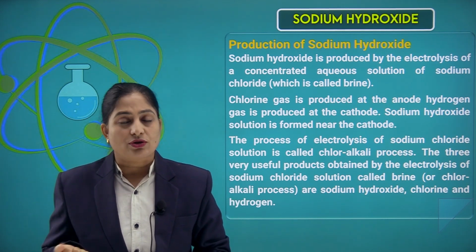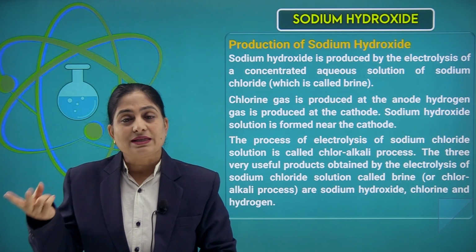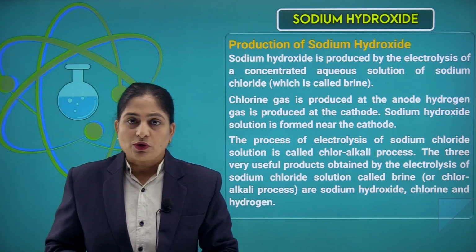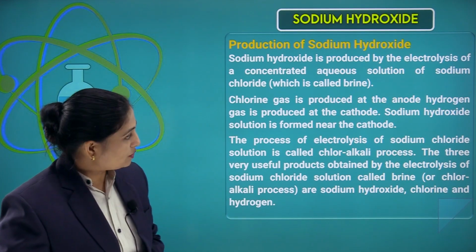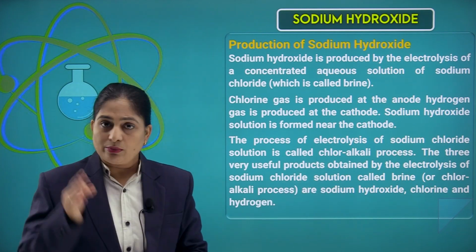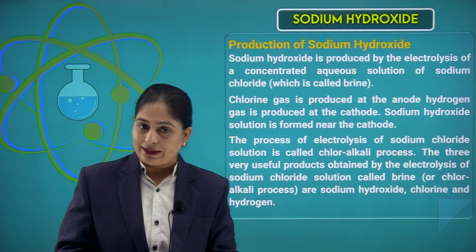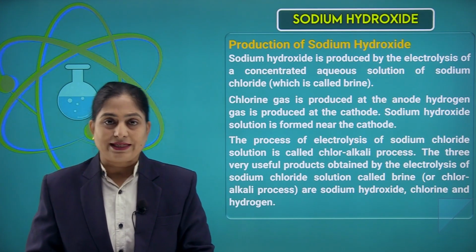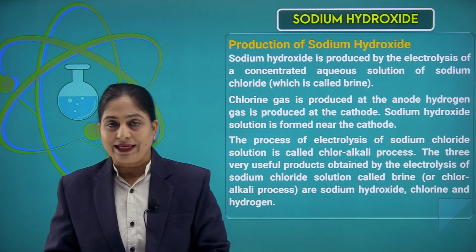Thus we get three products in this case. One is sodium hydroxide, second is chlorine gas, and third is hydrogen gas. So this process of electrolysis of sodium chloride is known as the chlor-alkali process, and three important useful products are obtained by this electrolysis: sodium hydroxide, chlorine, and hydrogen gas.